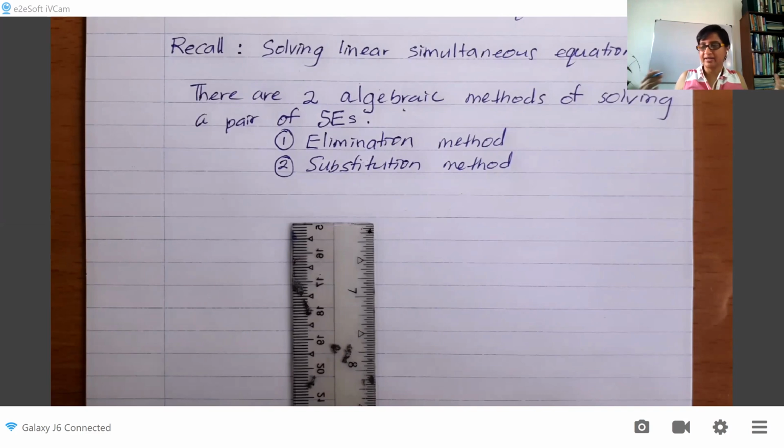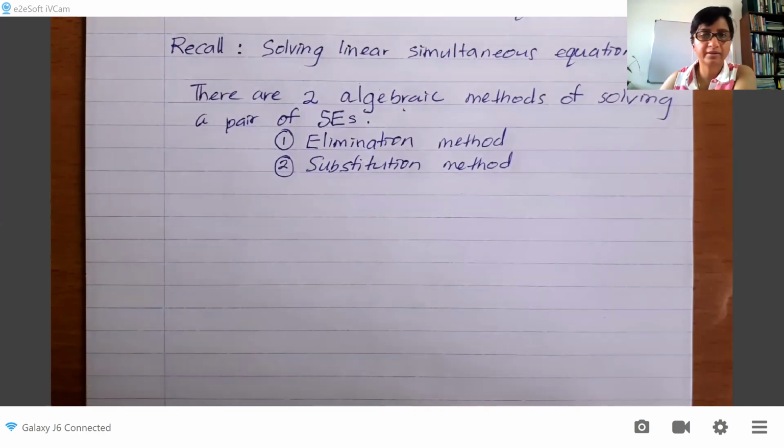And you can get a sense of which method you prefer. Can you answer that question? You can't. I mean, it depends on the kind of pair given to you. For certain pairs of simultaneous equations, the elimination method would fit better than substitution. One might be better than the other. It depends on the given two equations.